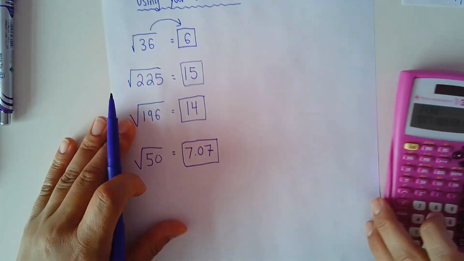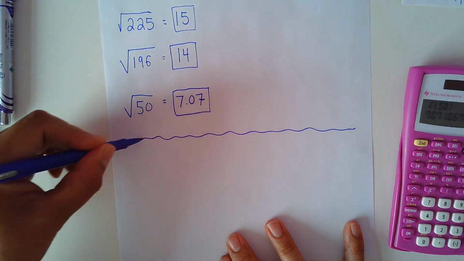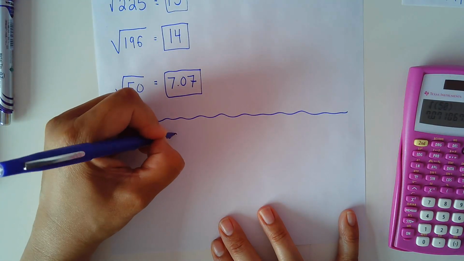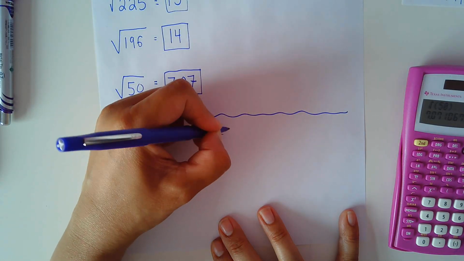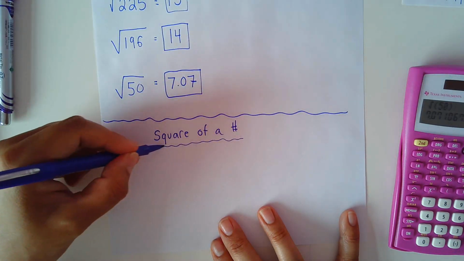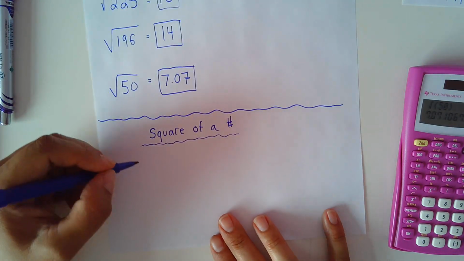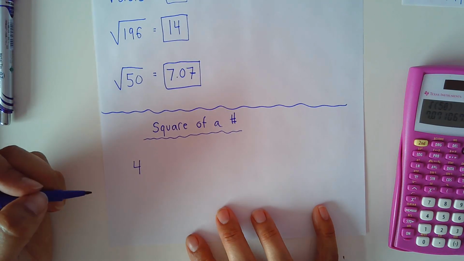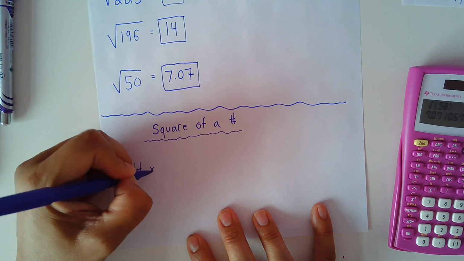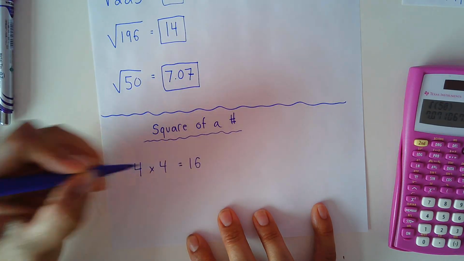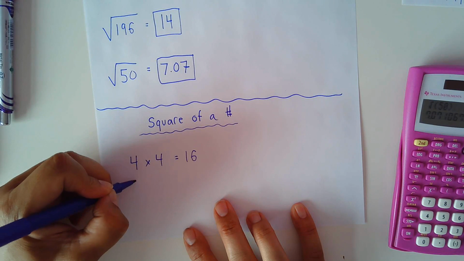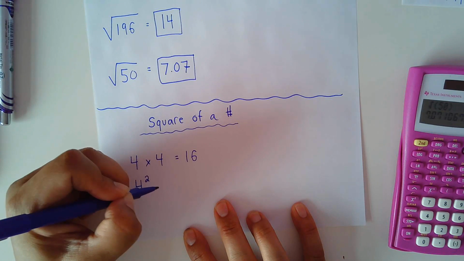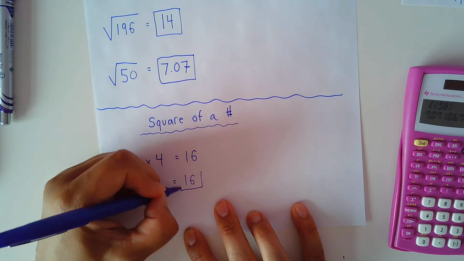and the last thing is I'd like you to be comfortable knowing the term square of a number. So if I ask you to find the square of 4, what I'm asking you to do is find 4 times 4, which is 16, right? Another way to write that is 4 with a little 2 on top. That means 4 times 4, which is 16.